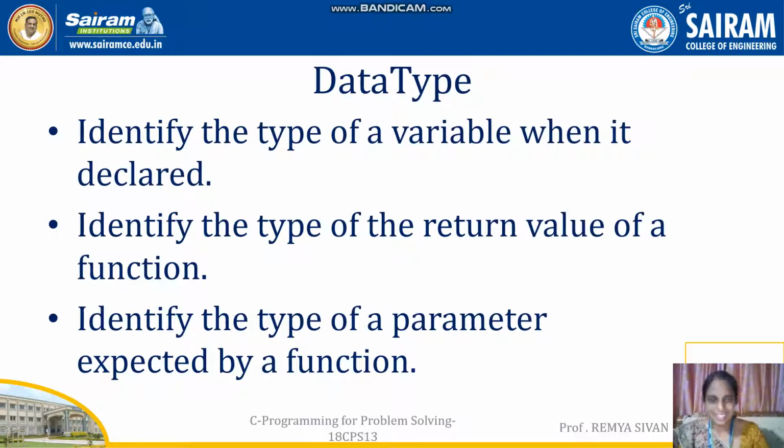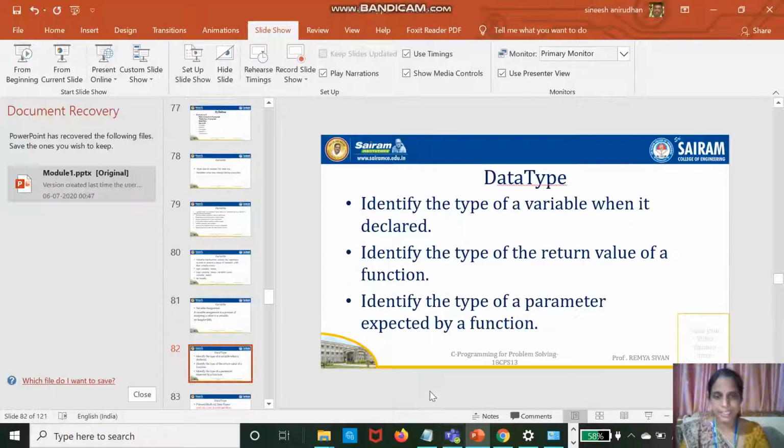Then the next topic is data type. Data type identifies the type of the variable when it is declared, or identifies the type of the return value of a function, or the type of the parameter expected by a function. These two statements you will understand when we go to the third module. First I'll explain identifying the type of a variable when it is declared.